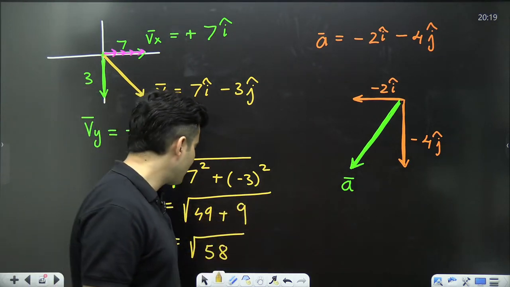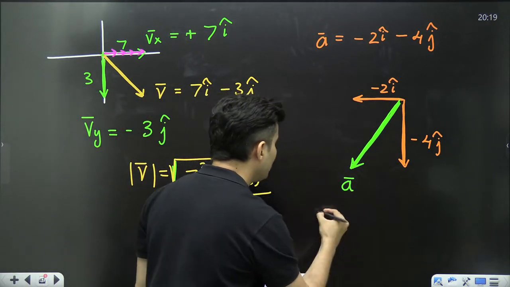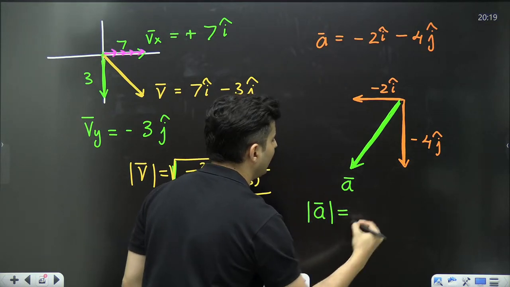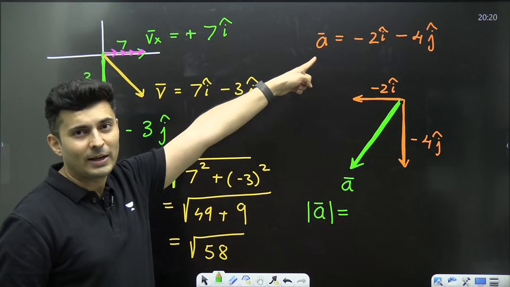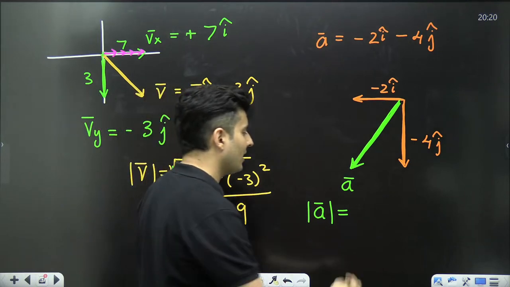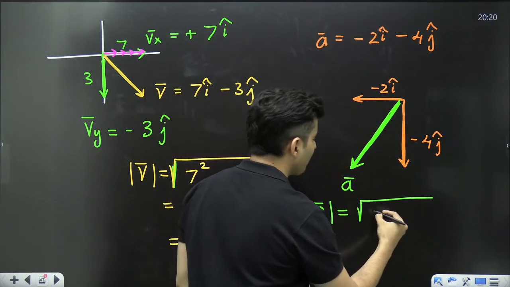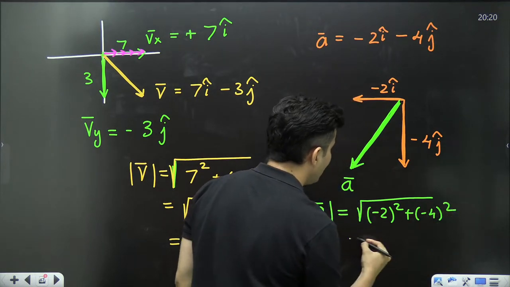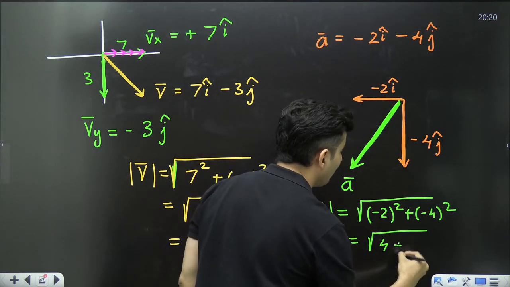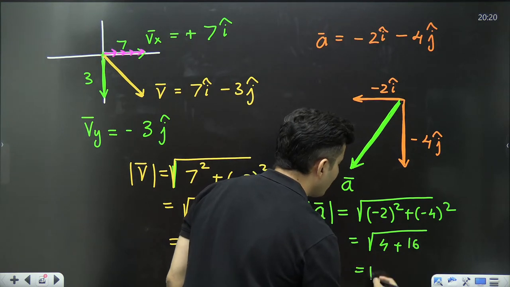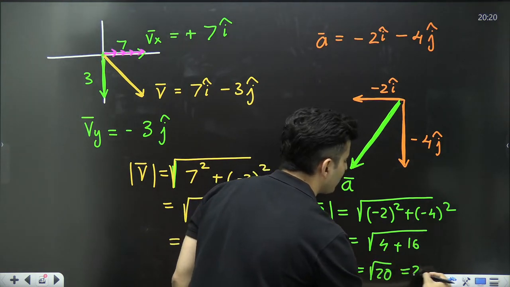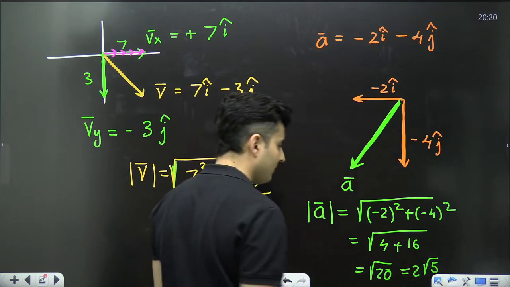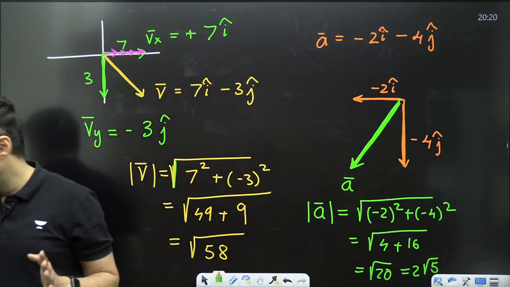Awesomeness. If I ask you, what is the magnitude of this particular vector, guys? What will your answer be? Come on, think about it. It will be root of minus 2's square plus minus 4's square. 2's square is 4, 4's square is 16. So it will be root of 20, which you can also write as 2 root of 5. Everybody with me?